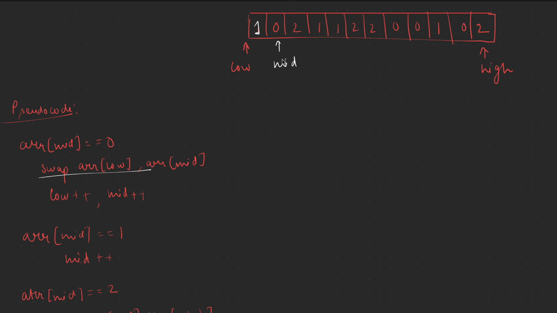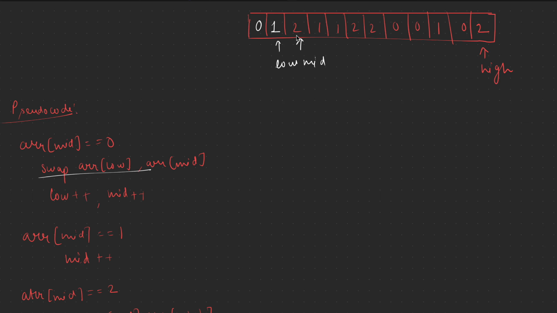How will the array look afterwards? This element will become 0 and this element will become 1. We swapped 0 and 1 and we increase our low and mid pointers. So this will become low and this will become mid.